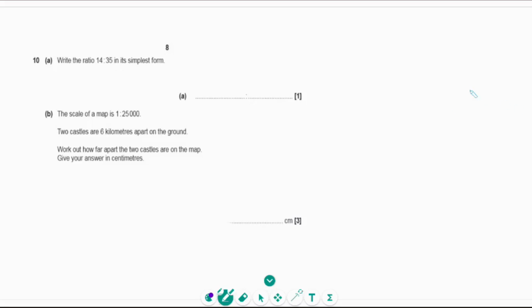Question 10a. Write 14 to 35 in its simplest form. Well, we need the highest common factor of 14 and 35, which is 7, because they're both in the 7 times tables. So we're going to divide each side by 7. 14 divided by 7 is 2. 35 divided by 7 is 5. So the answer is 2 to 5.